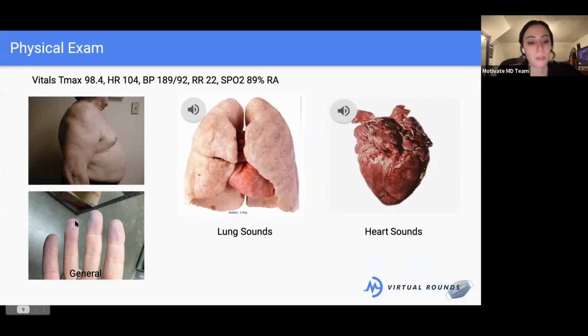Blue color, anyone know? This is called cyanosis, right? So that's another cue that maybe this person's not getting enough oxygen, if their distal extremities are turning this bluish color. And then we'll take our stethoscope and listen to lung sounds and heart sounds.